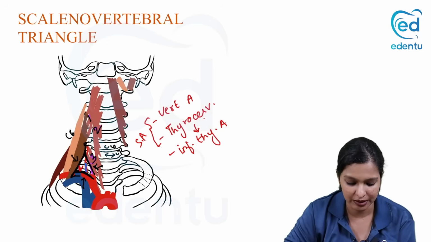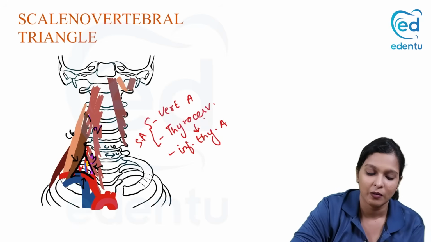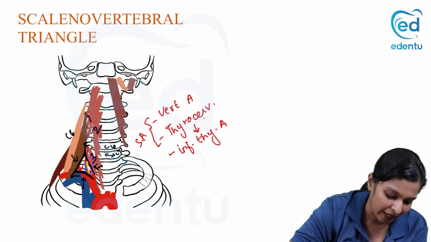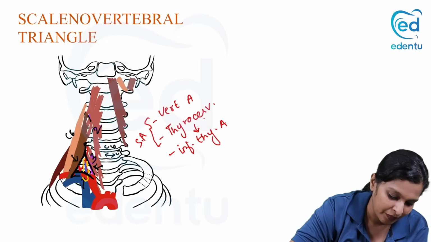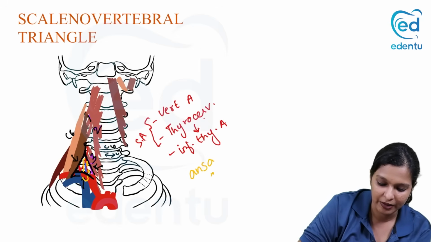In addition to this, there is also the sympathetic chain present here. The middle and inferior cervical ganglia will be there, and there is a loop formed around the subclavian artery that is called the ansa subclavia.